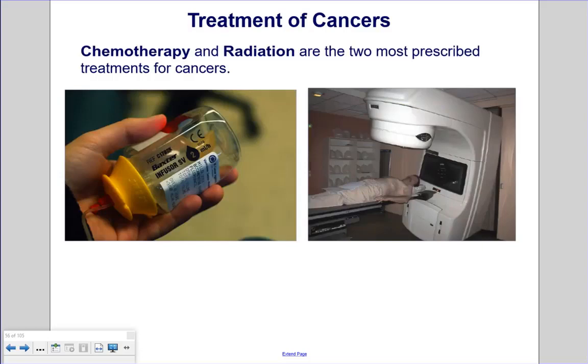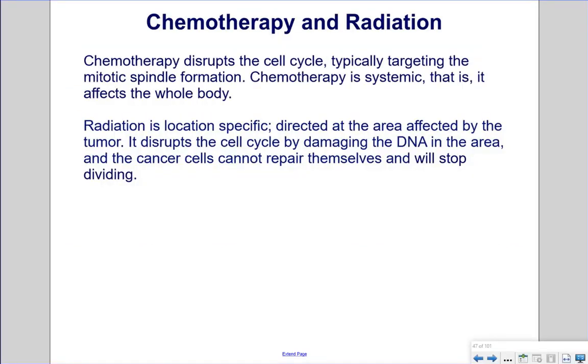Chemotherapy and radiation are the two most prescribed treatments for cancers. In the diagram on the left, we see a bottle of a chemical, a drug, that will be infused into a patient as chemotherapy treatment. And in the diagram on the right, we see a patient undergoing radiation treatment. Chemotherapy and radiation.